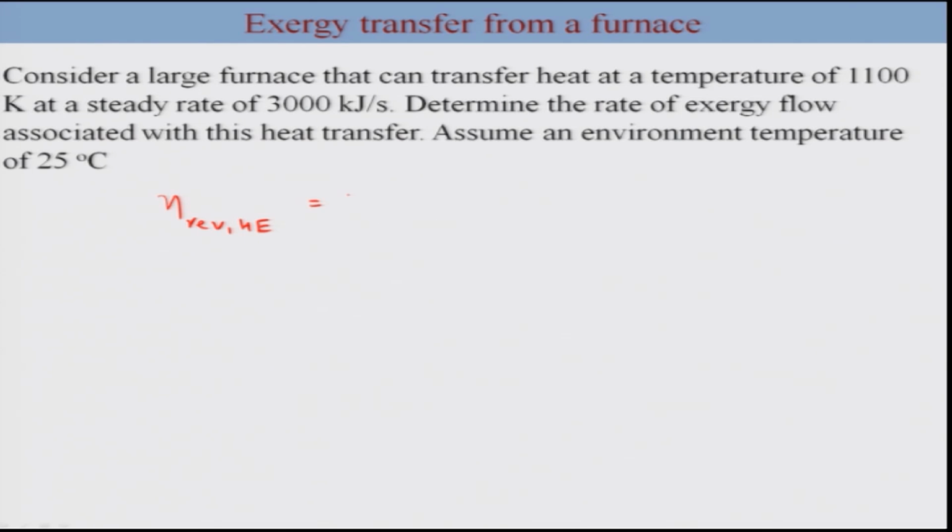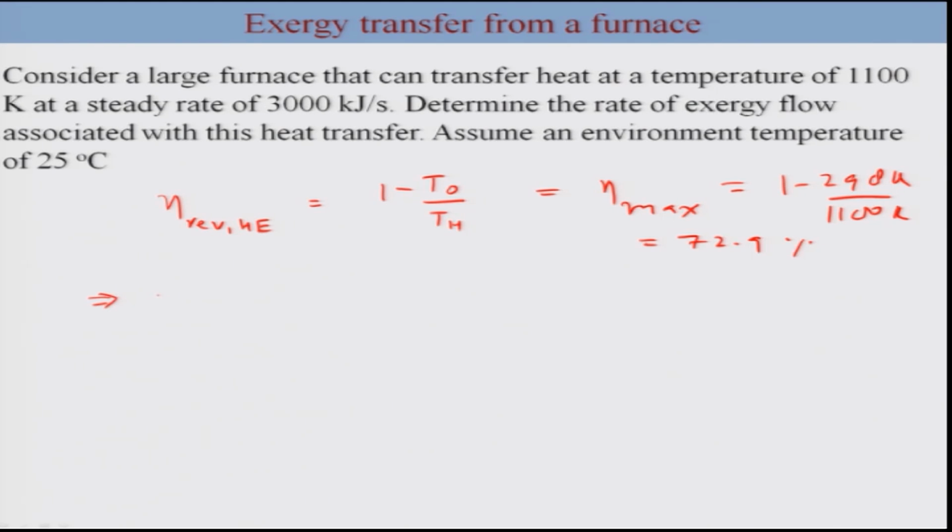So, this can be written as 1 minus T0 by TH, okay, and this is going to be your maximum thermal efficiency. Okay. So, you can put down the values here, 298 Kelvin divided by 1100 Kelvin, and this turned out to be 72.9%. Okay. That means this particular reversible heat engine can convert 72.9% of heat from this furnace to work. Okay.